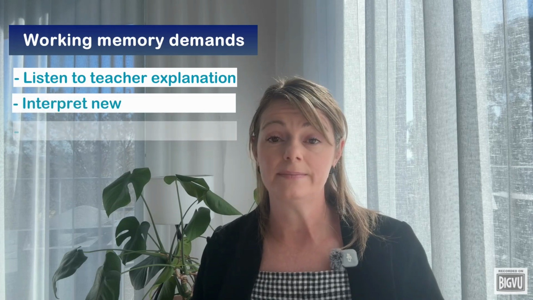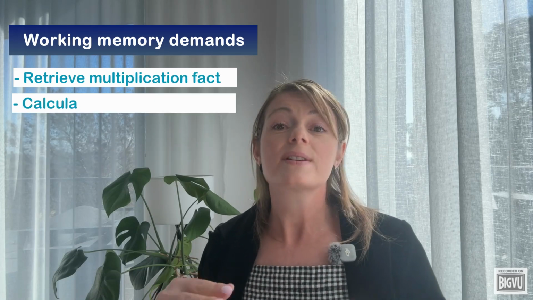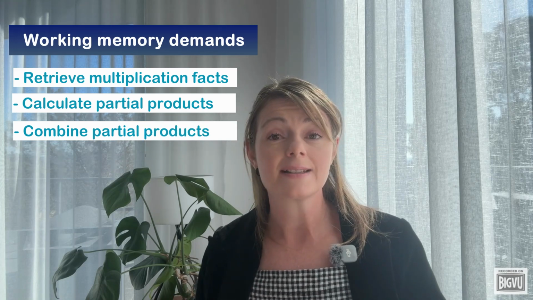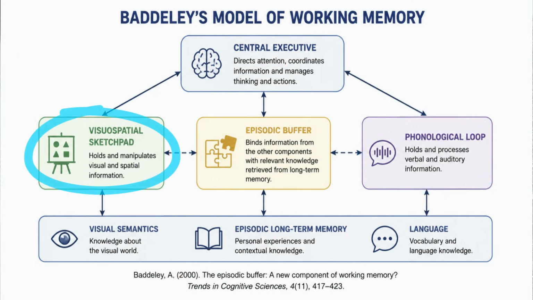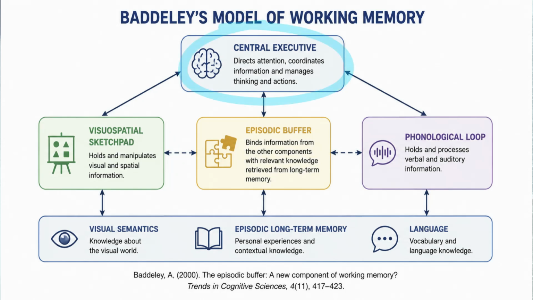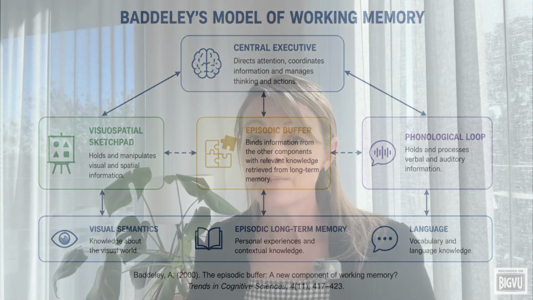The concept section of the lesson places substantial demand on students' working memory. There is a lot occurring here. So students must attend to the teacher's explanation, they must interpret a visual model, which is completely new to them, partition a 2-digit number, retrieve multiplication facts, and add the partial products. So Baddeley's model explains that the phonological loop processes verbal information while the visuospatial sketchpad processes the diagram. The central executive must coordinate these limited systems, and the episodic buffer binds this information with relevant knowledge retrieved from long-term memory. However, this lesson provides only one vague, modelled example to do this.